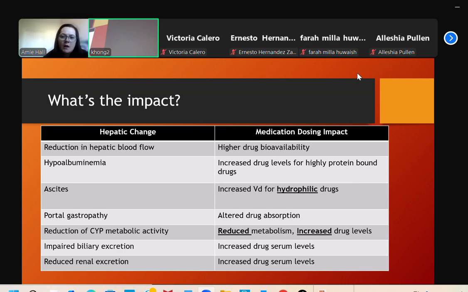The biliary excretion, is that for lipid soluble drugs? I am not exactly sure if it affects a specific lipid soluble versus water soluble. I would think lipid soluble, but we don't need to get down to that detail for this class.